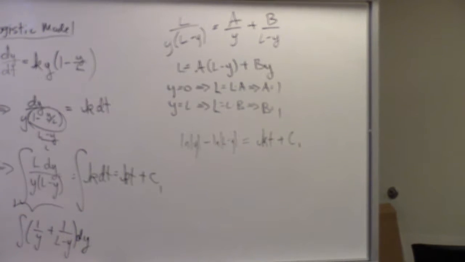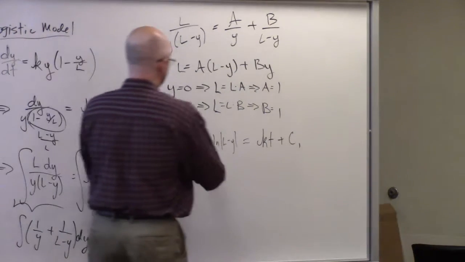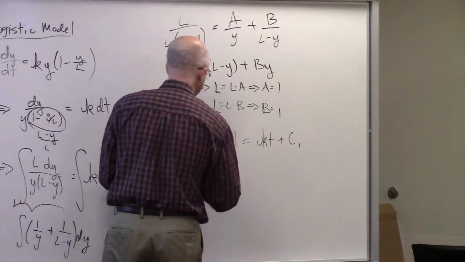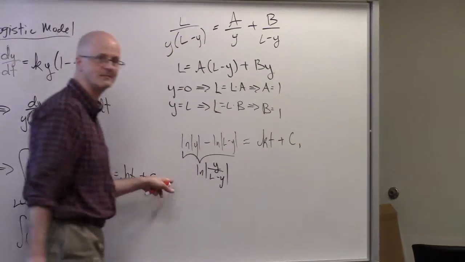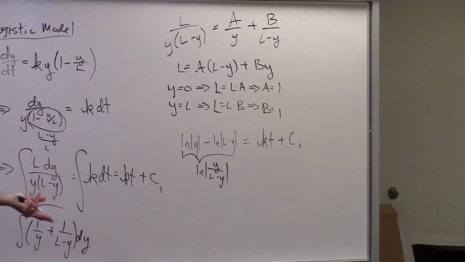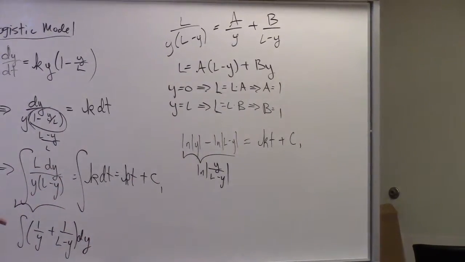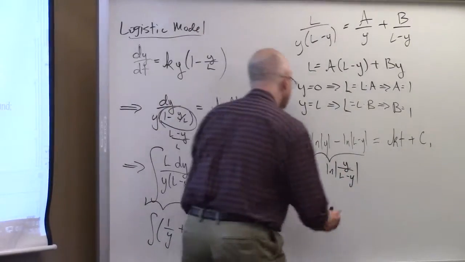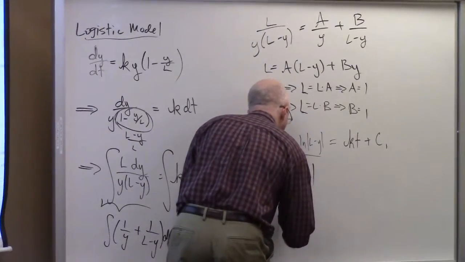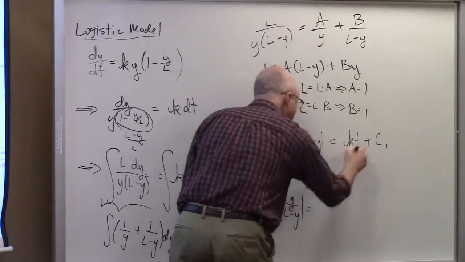The goal here now is to solve for y. Y is going to be a function of t. You can use a property of logarithms to combine these into one logarithm, like that. You can then get rid of the logarithm by exponentiating. E to this power gets rid of the logarithm, so you're left with the absolute value of y over L minus y equals e to this power.